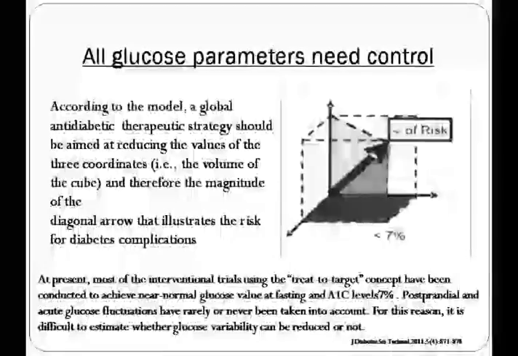All glucose parameters need control. So according to this model, a global anti-diabetic therapeutic strategy should be aimed at reducing the values of all the three coordinates. That means the entire volume of the cube. And as I said, now we'll go beyond the volume of the cube and also add quality of life, which has its own different measurements.